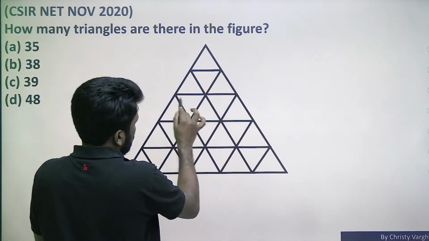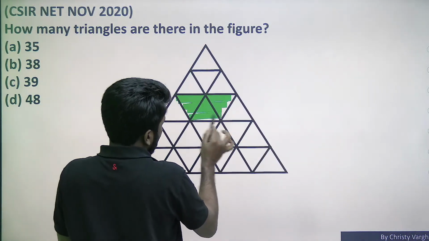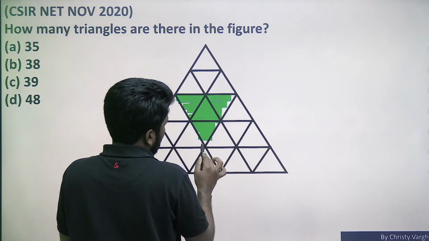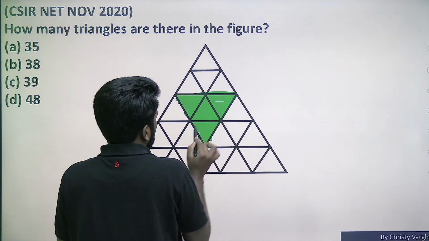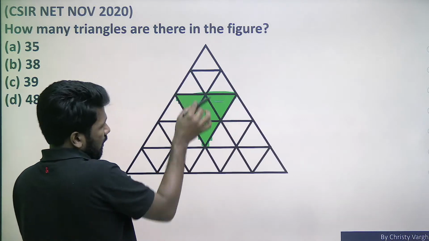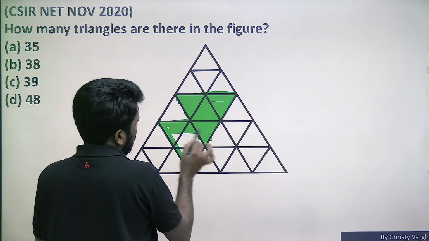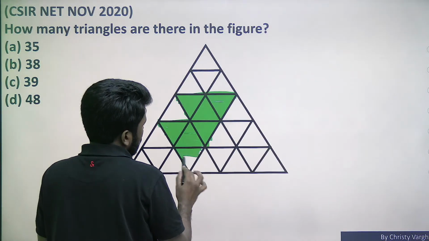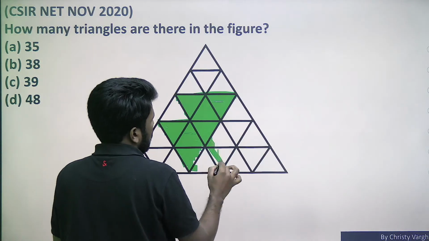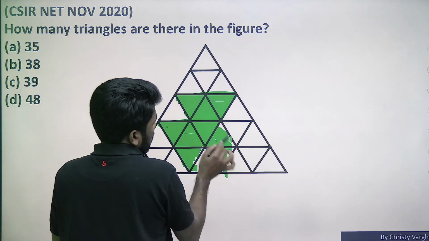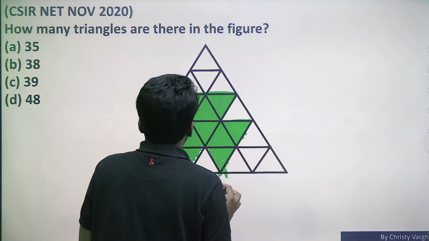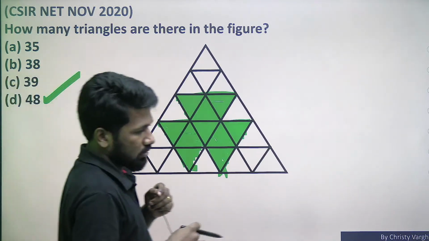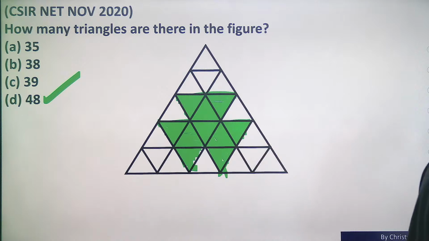Upside down triangles, I will show you one more time. This is the triangle we are discussing. This was not counted in any of the previous counts. This one. This is clear now. Similarly, this one. Similarly, this one. These 3 triangles. So that will give you 48 as the answer. Hope all of you understood this.